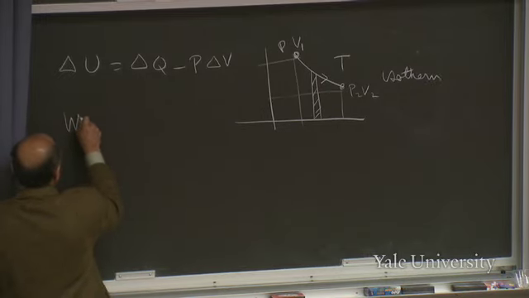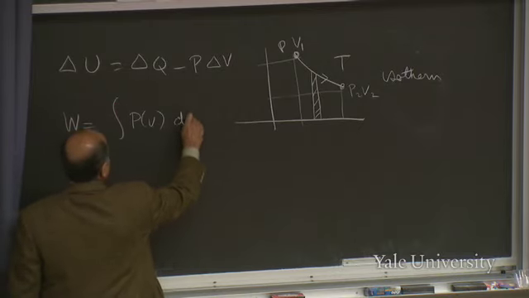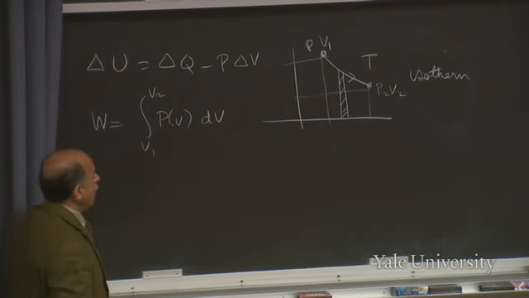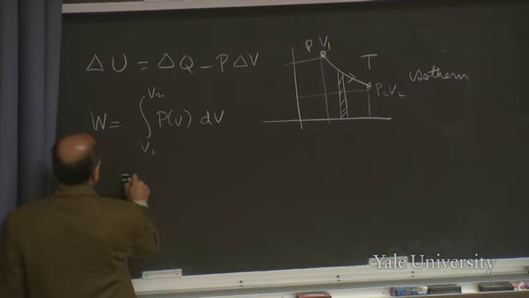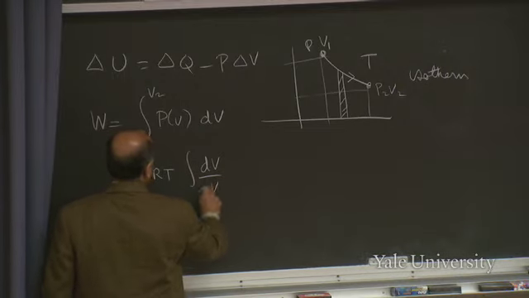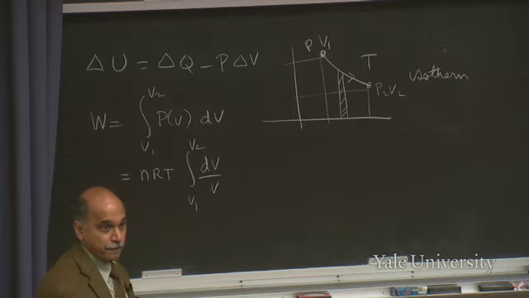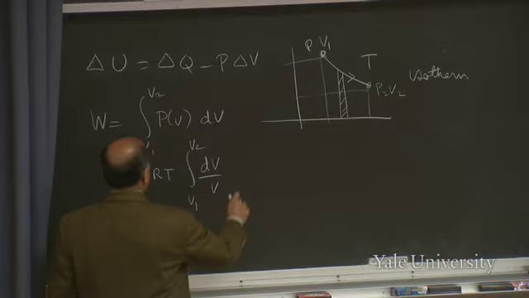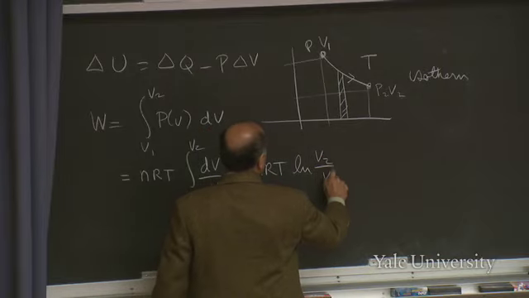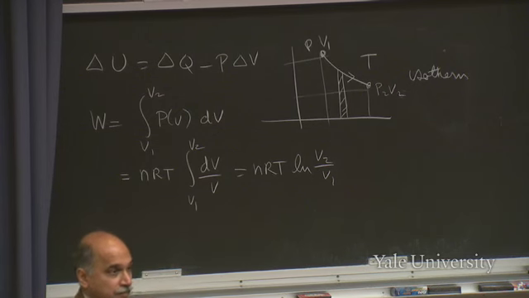So the work done, the sum of all the infinitesimal works, is the pressure as a function of volume times dV from the starting volume to the ending volume. What is P as a function of V at constant temperature? It is nRT over V. Now I'm using the fact that at every point PV is nRT. So P is nRT over V, and this is a logarithm, and we all know how to do the integral. It's log of the upper limit minus log of the lower limit. So that's our first successful calculation of work done.